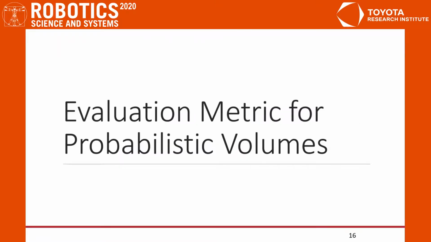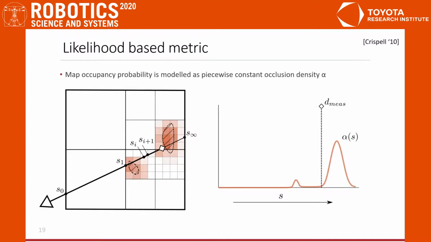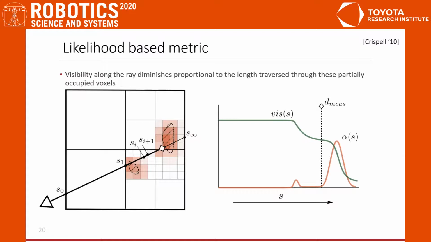We now present a more principled approach than that used for conventional quantitative robotic map accuracy evaluation. Consider a ray traversing a probabilistic occupancy volume parameterized by S, the distance along the ray starting from the camera origin. Corresponding to the two hashed obstacles, ray tracing through the probabilistic map leads to two bumps along the ray. Voxel occupancy here is reimagined as regions of constant occlusion density. As the ray traverses through these regions, the visibility of the next voxel monotonically reduces proportional to the length traveled through the previous voxels.